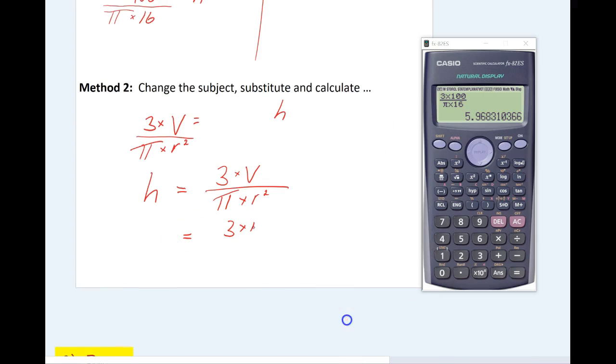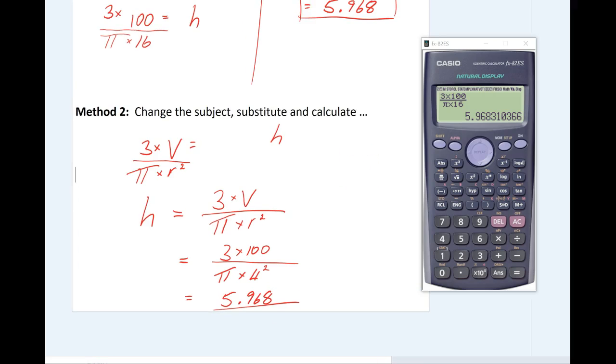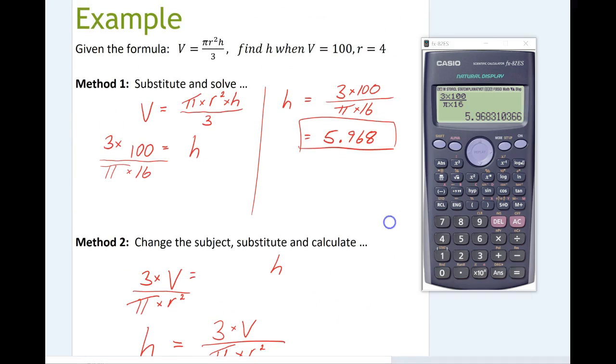Now you'll see that in the end we're doing exactly the same thing as we did above. When we key that into our calculator, we're going to get the same answer. So it's really a matter of preference about which technique you use. Sometimes the questions will actually say change the subject first and then go on to calculate what the h is, in which case you're better off using this second method. But if all they're doing is asking you to find h, the first method is probably the best way to go.